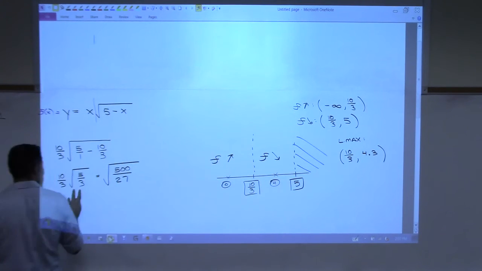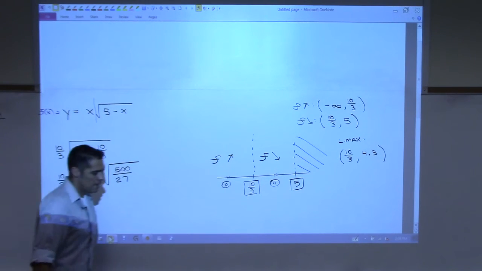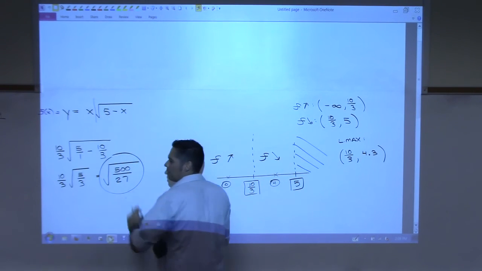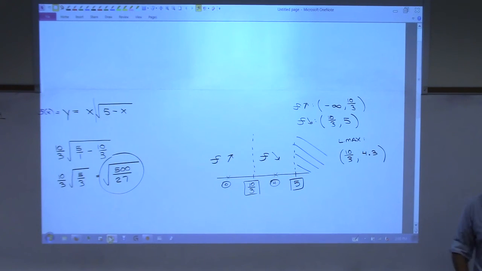Just, what did I do here to go from here to here? Just curious. Push those both into the root, right? Push in the 10, it squares on its way in, becomes 100, then hits the 5, becomes 500. 9 goes in, gets squared on its way in, becomes a 9. 9 times 3 is 27. That would just be easier for me to type into my calculator. I just do 500 divided by 27, and then I take the square root. But you get about 4.3.